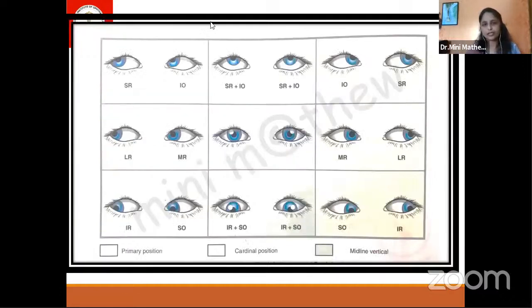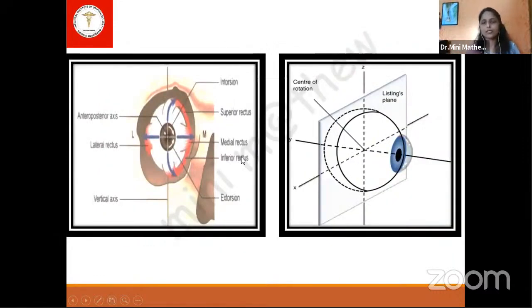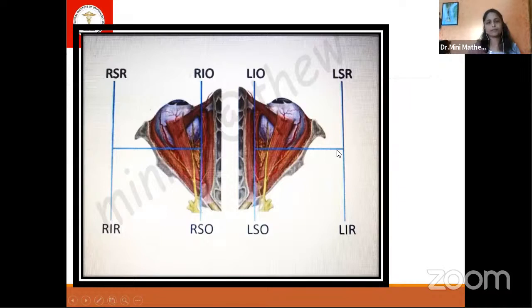In this picture, we see the 9 diagnostic positions of gaze: dextroversion, levoversion. In dextroversion, elevation and depression. In levoversion, elevation and depression. Then the primary position with elevation and depression. So coming to the basics, the eyeball acts as a globe which rotates along 3 fixed axes: the vertical, the horizontal, and the anteroposterior.